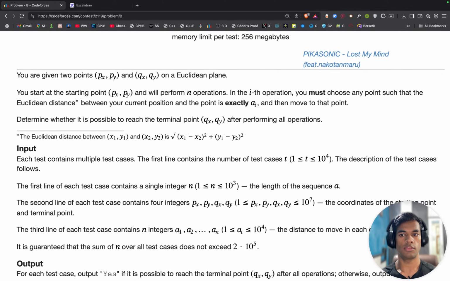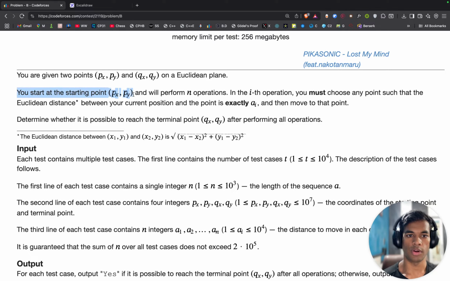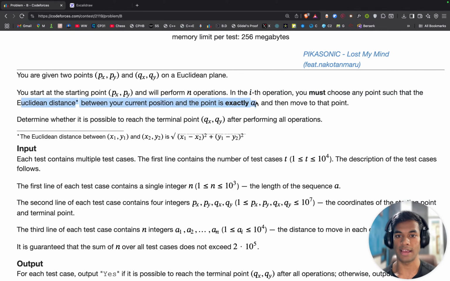So in this question, we are given 2 points on a Euclidean plane, which just means a bare plane with no curves, right? Unlike the surface of the Earth. You start at starting point 1, and you will perform n operations, and in every operation you must choose any point such that the Euclidean distance between your current position and the point is exactly ai.